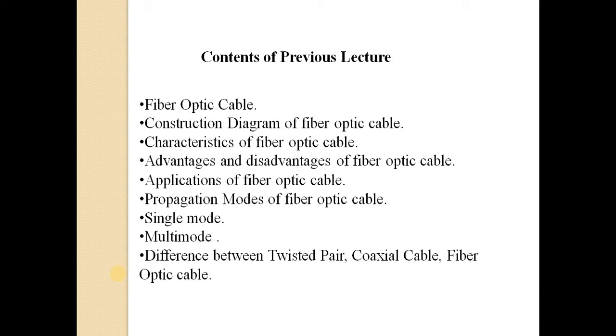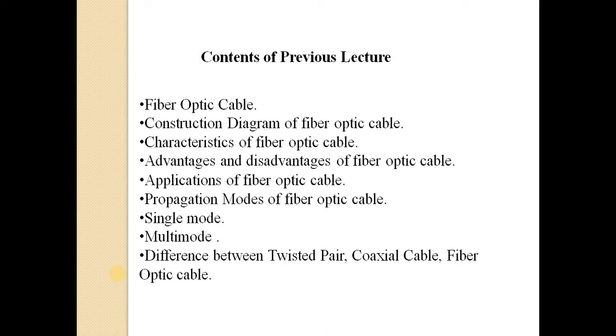And the last point of previous lectures is the difference between twisted pair cable, coaxial cable and fiber optic cable. There are many different points in coaxial, twisted pair and fiber optic cable. First, twisted pair cable uses the electrical signal for transmission. Coaxial cable also uses the electrical signal, but fiber optic cable uses the optical signal for transmission.